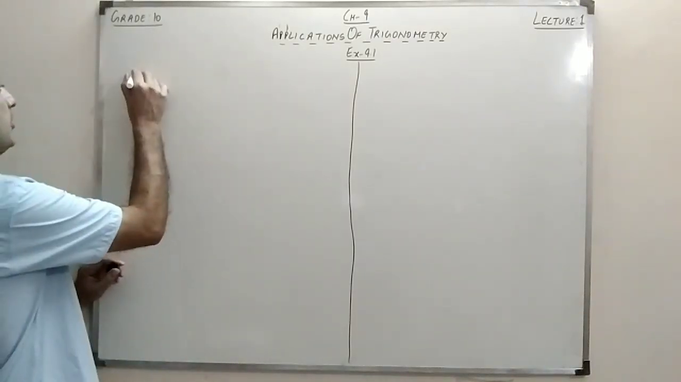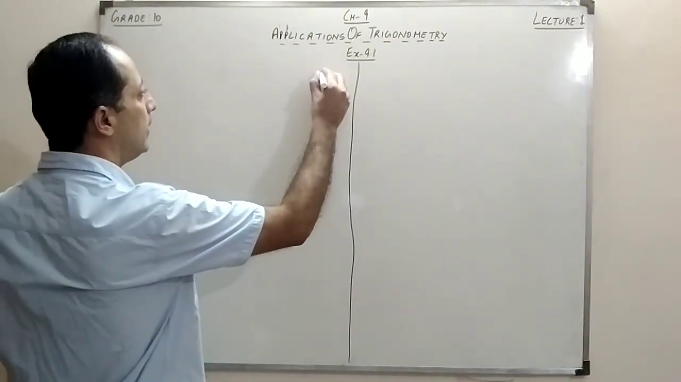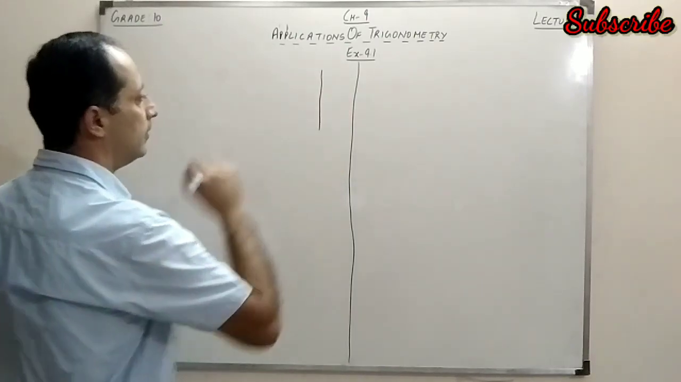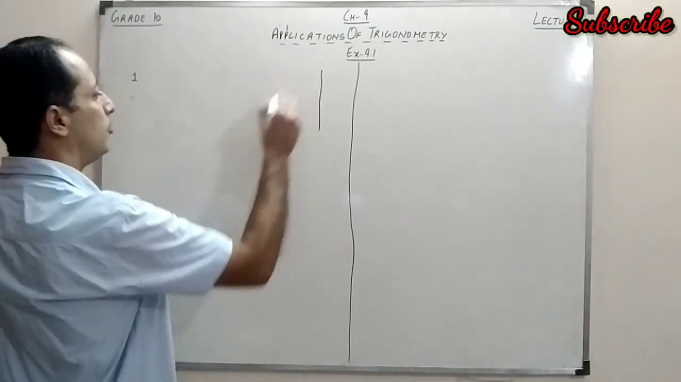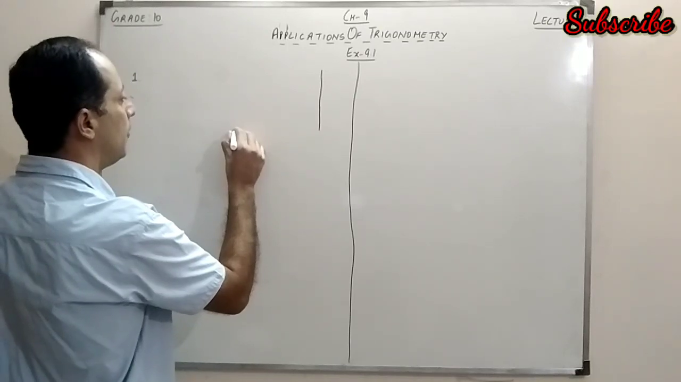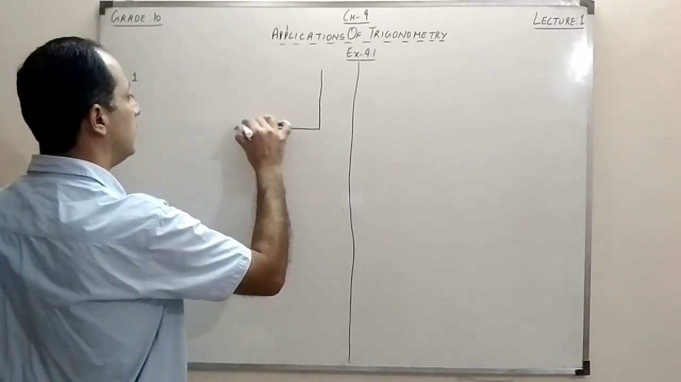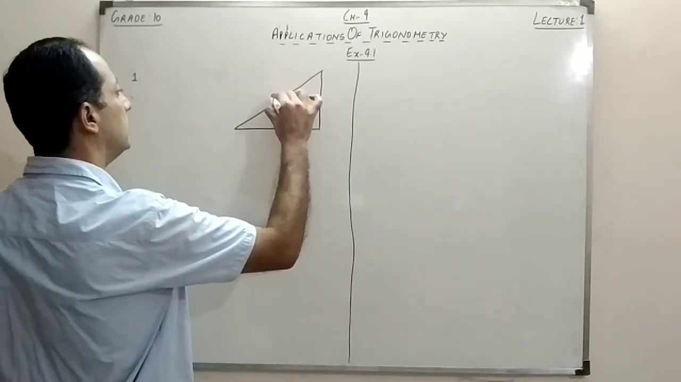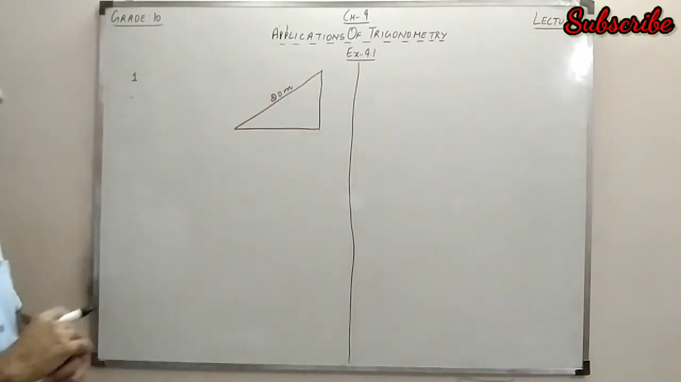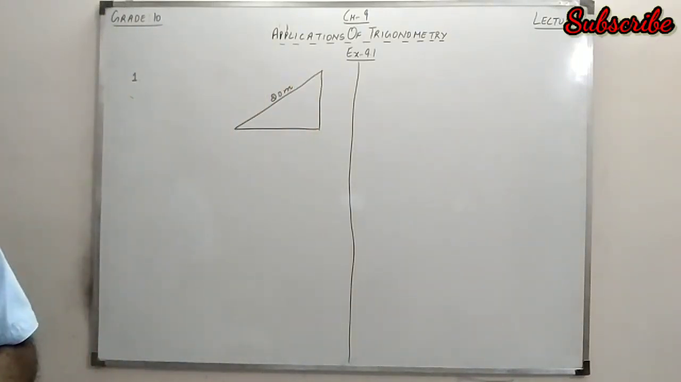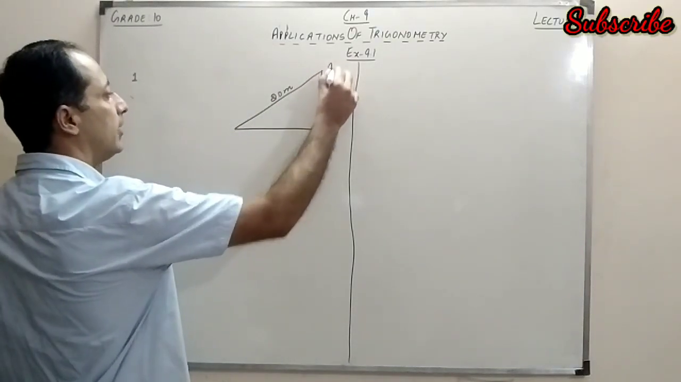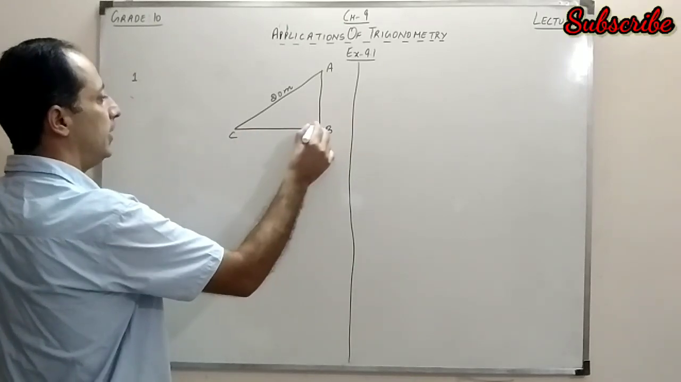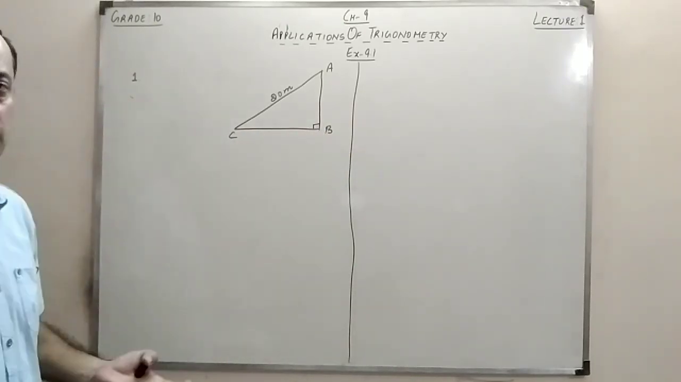Now let's see. In the first question, obviously there is a pole, right? And it's given that a circus artist is climbing a 20-meter long rope. This rope is obviously tied to some point on the ground. This is the rope, right? And we need to find the height of the pole. So this is the pole. I just give the name A, B, C to this triangle. You can give other names also according to your wish, right?